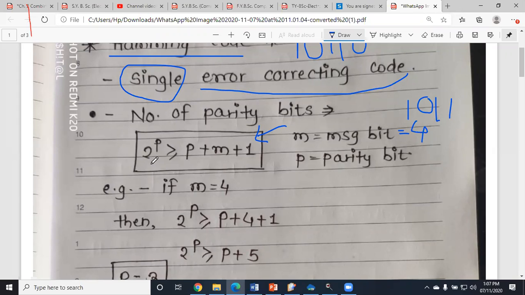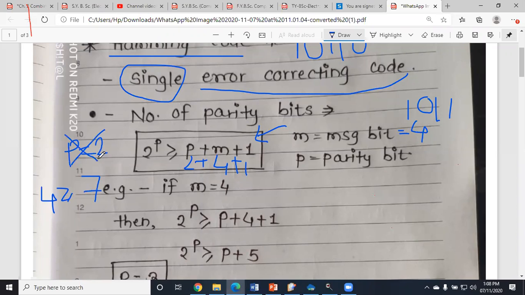Now see, just verify the formula. If I put p equal to 2, will the condition be satisfied? No, we just saw the calculation which we did. If I put p equal to 2, 2 raised to 2, how much? 4. Now this is 2, this is 4 and this is 1. 4 plus 1 is 5, plus 2 is 7. Is the condition satisfied? Is 4 greater than or equal to 7? No, ma'am. So we cannot use p equal to 2. I will move to the next.